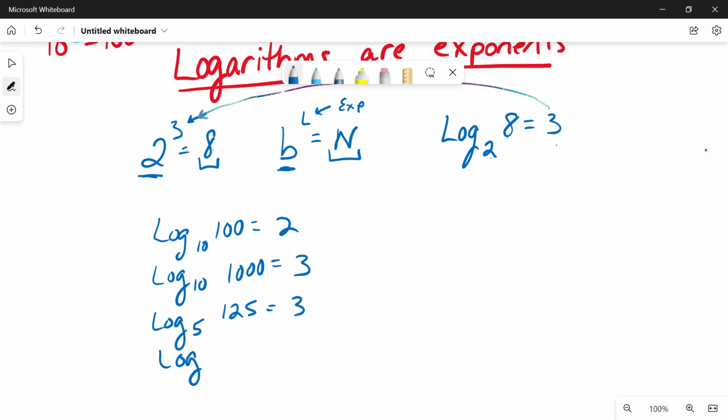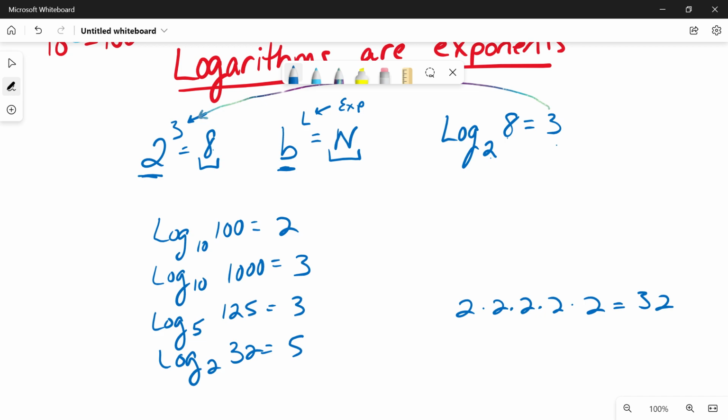Log 2 of 32 is 5. In other words, I would take 2 times 2 times 2 times 2 times 2, 1, 2, 3, 4, 5, equals 32. All right? Okay, so a logarithm tells us what the exponent is.